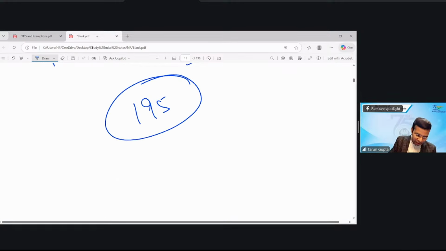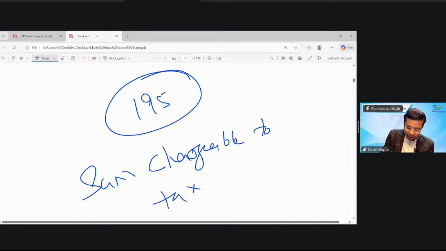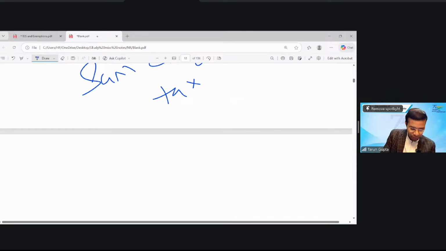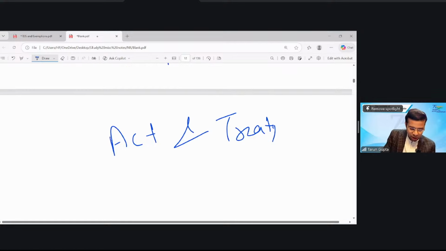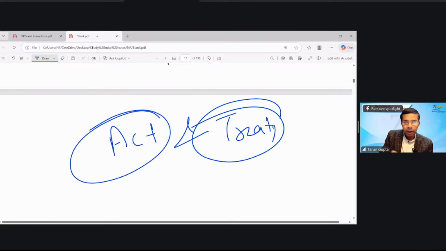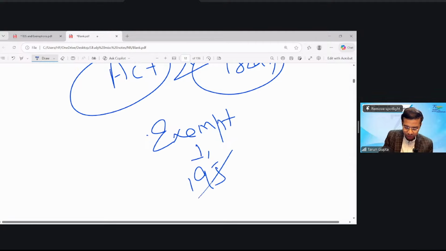Why? Because 195 says sum chargeable to tax. Sum chargeable to tax has to be read with the Act and the treaty. Even if the sum is chargeable to tax under the Act but is exempt under the treaty, then in a nutshell, the amount is exempt because the non-resident is eligible to invoke the beneficial provision. And since the amount is exempt, Section 195 is not applicable. 195 doesn't come because the sum doesn't remain chargeable.